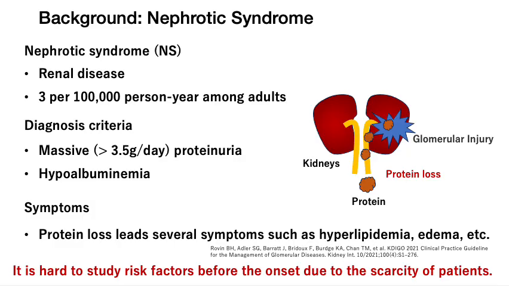Our target disease is nephrotic syndrome. It is a renal disease with massive proteinuria and hyperalbuminemia. Several kinds of protein losses cause several symptoms. Nephrotic syndrome frequency is 3 per 100,000 person-years among adults, so it is a relatively rare disease. This scarcity of patients makes it hard to study risk factors before the onset.